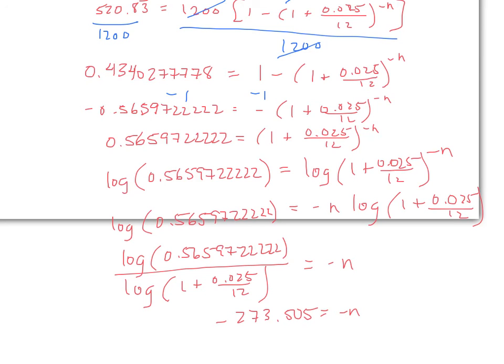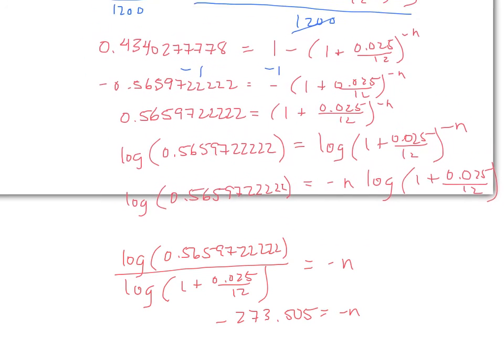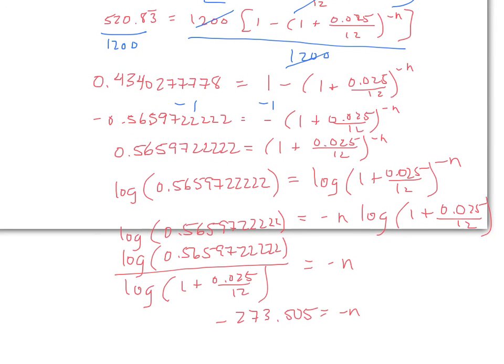And therefore, whoops, don't want to do that. And therefore, n is equal to 273.505 positive, right? Because both sides are negative. All right, so again, to pay off your mortgage, the last payment, if you notice, will not be a full payment, right? It'll be closer to a half payment. So you'll have 273 payments of $1,200, and then your last payment will be probably about half of that.